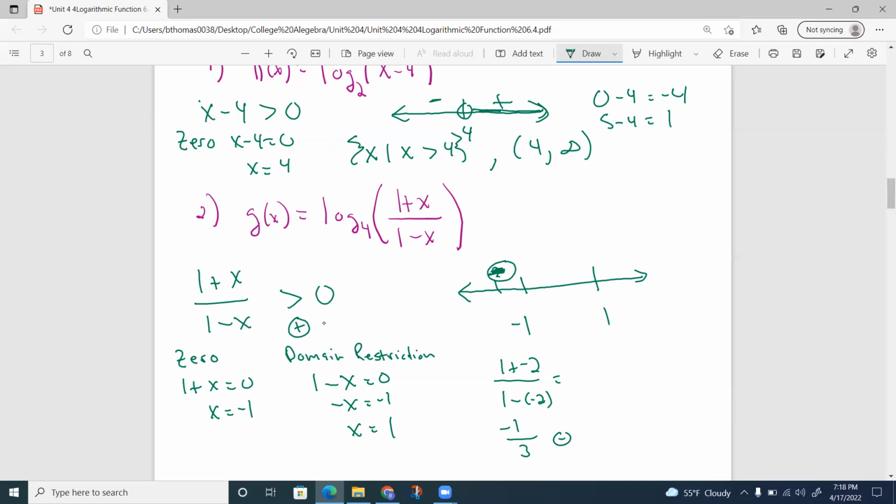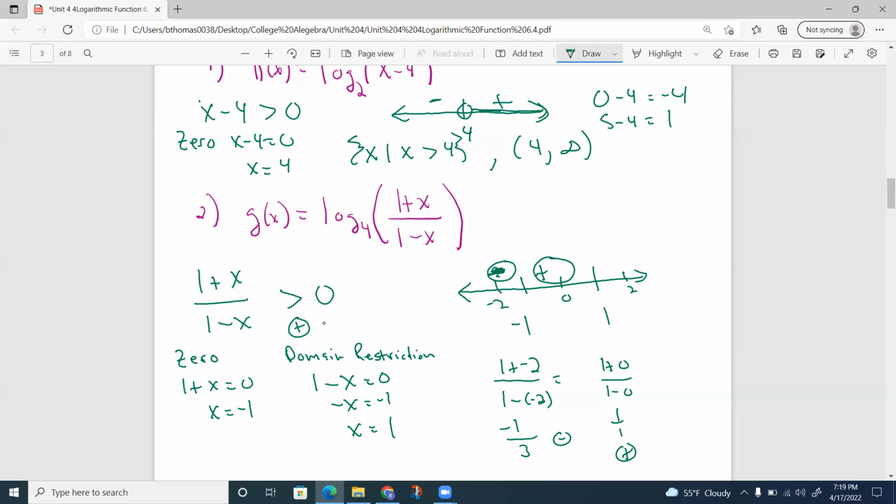A number that's between negative 1 and 1 would be 0. So if I want to test 0, we could put that in for x. So 1 plus 0 would be the top, and 1 minus 0 would be on the bottom. Well, that would be 1 over 1, which is a positive answer. So between negative 1 and 1, we would have a positive value. So if we go right of 1, a number that's right of 1 would be maybe a 2, if we test 2 there.